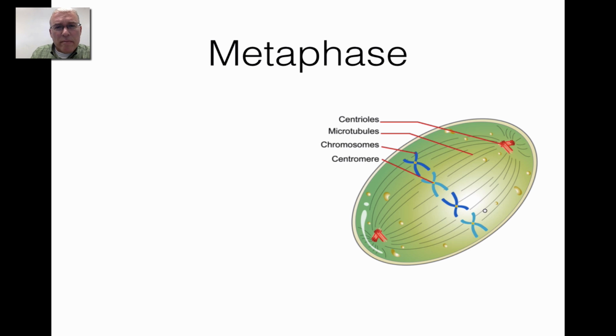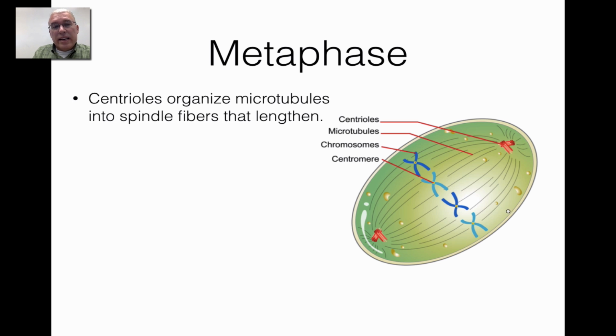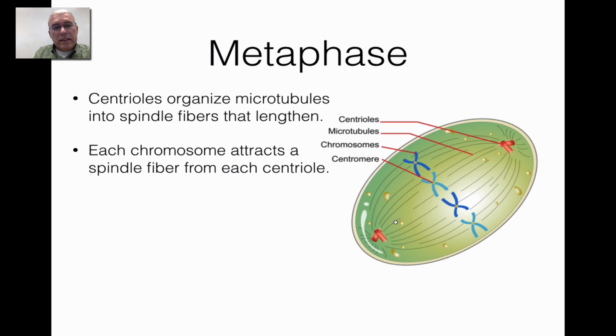The next step of mitosis is known as metaphase, which means middle. And in this case, the centrioles, which have moved as far away from each other as possible, start to spin out a spindle apparatus here made of microtubules. And as these microtubules lengthen, they're going to be attaching to the chromosomes.